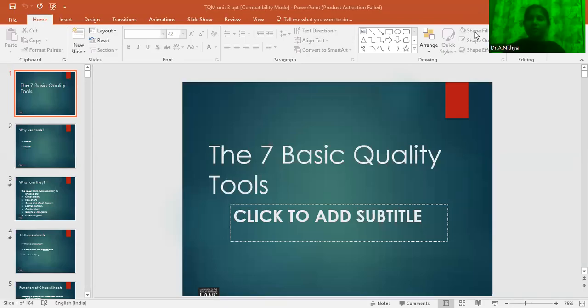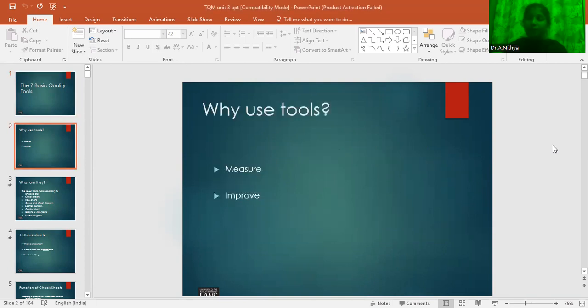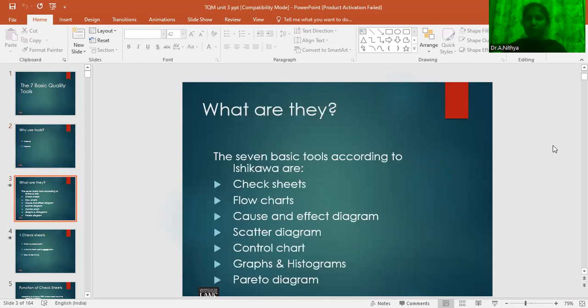Welcome students. We will see Unit 3, Total Quality Management Tools. In this, the very first one is the 7 basic quality tools. Before that, we should know why we are using these tools: in order to measure and improve. So what are the 7 basic tools?